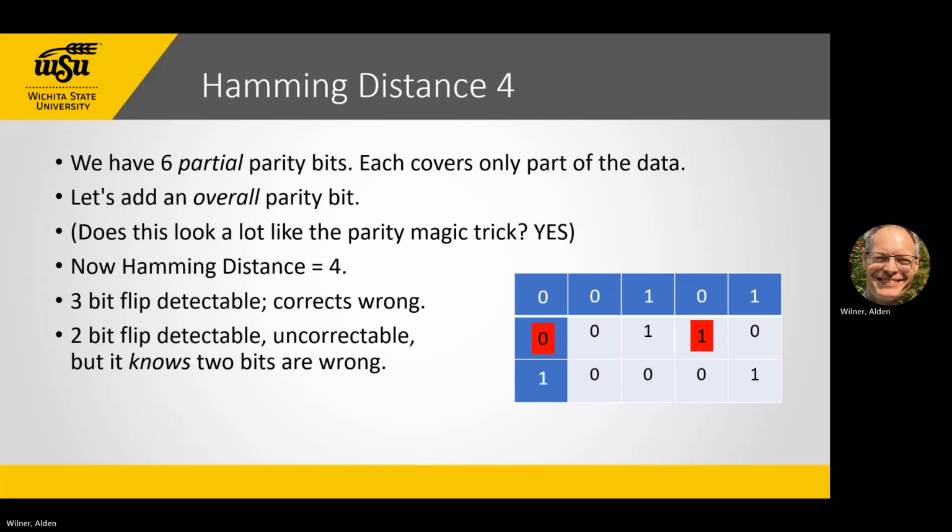Okay. A 2-bit flip is detectable and uncorrectable, but it knows that 2 bits are wrong. Again, Hamming distance of 4. We can detect 3 errors. 3 divided by 2 is 1.5, so we can only correct 1 error successfully. So a single bit flip like that remains easily correctable.